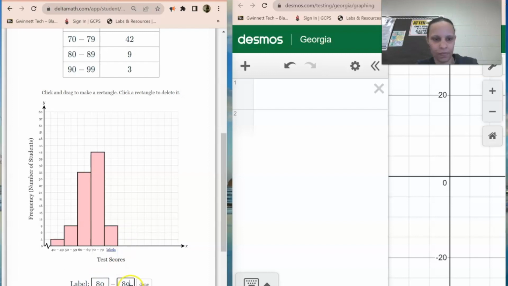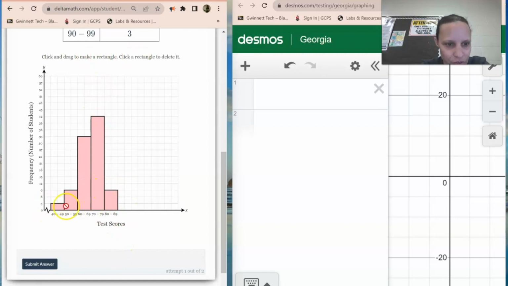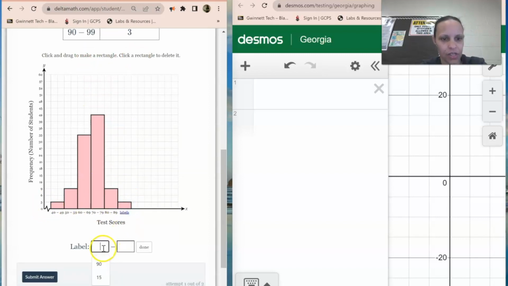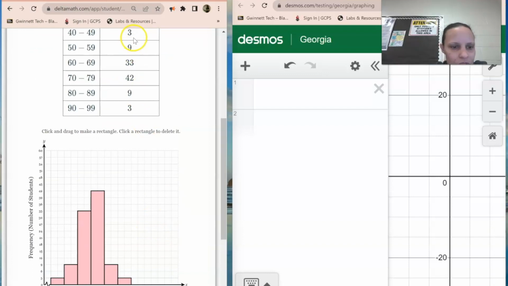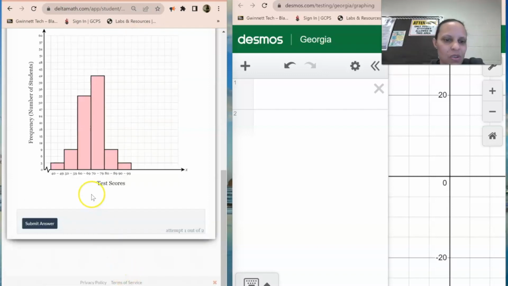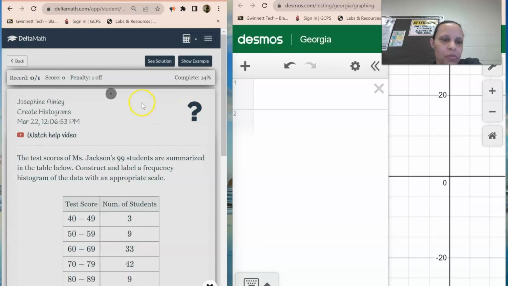80 to 89, hit done. And then 90 to 99 is 3 students. So 3 students is over here, click and drag. And that's going to be 90 to 99, done. And then just double check it. So it's 3, 3, 9, 33, 42, 9, and 3, because I don't want to get it wrong. Once you're sure you're good, that's how you create it. You just press submit.